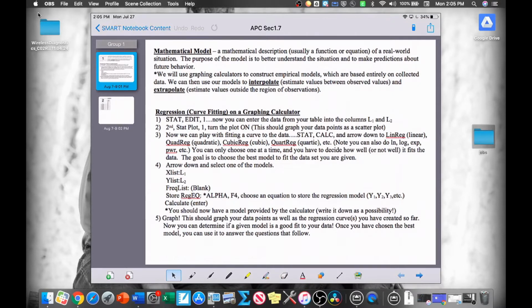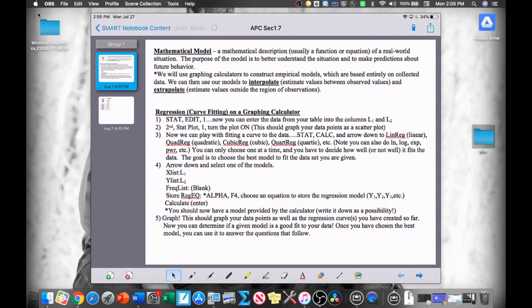What we're going to be doing today is talking about mathematical models and trying to find a mathematical model, like a function or an equation, that we can use to model a set of data. A mathematical model, by definition, is a mathematical description, usually a function or an equation, of a real-world situation. The purpose of the model is to better understand the situation and also to allow us to make predictions about future behavior. So we're going to use our graphing calculator.